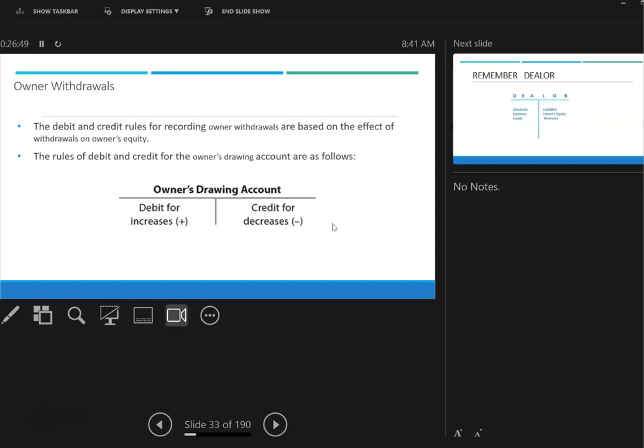Owner's drawing. When we pay money back to the owner, that's a normal debit balance. Think about it. When we use cash to pay back the owner, what happens to cash? It goes down. We credit it. As a result, the drawing account's going to be debited. Okay?